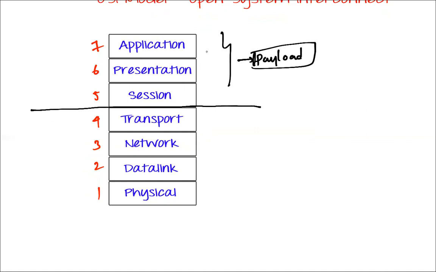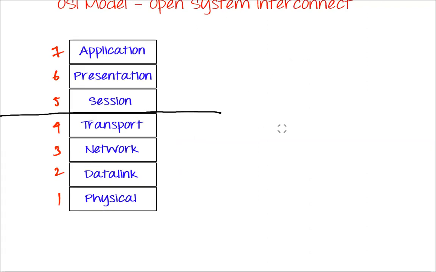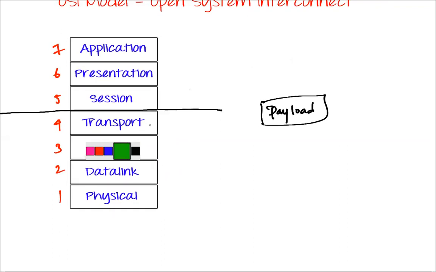So the first three layers give us the payload. Let me erase this and write it nearby. What is the payload? The payload can be anything. It can be a text message, data, a voice note, whatever it is. So once the first three layers generate the payload, they give it to the next layer, called the transport layer.